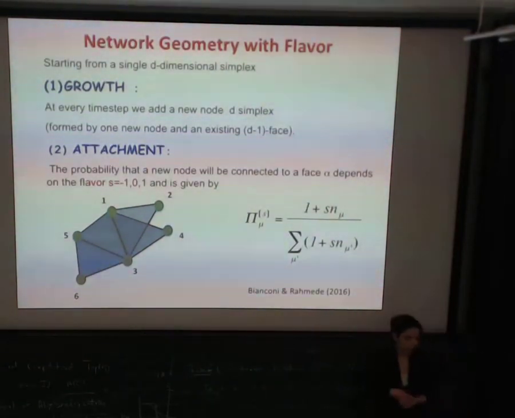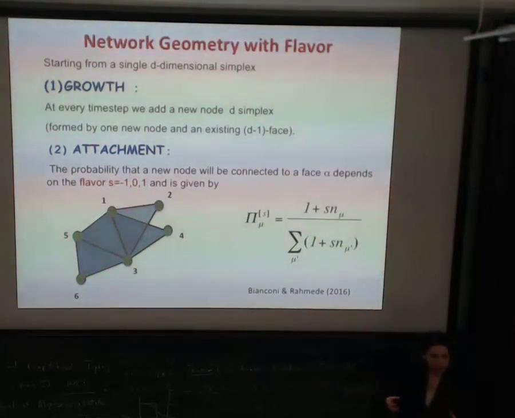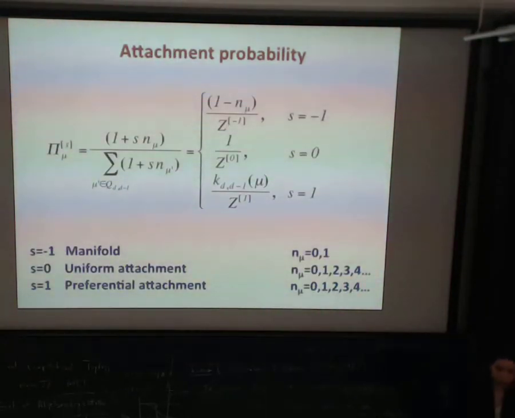So we consider a growing simplicial complex model in which we start with a D-simplex. At each time step, we add a new D-simplex, which has a new node and is connected to a D-1 face existing in the graph. When we have to choose the D-1 face, we choose it with a probability which depends on a parameter called flavor, which takes the values -1, 0, and 1. This is the kernel probability. So let's look more closely at this kernel.